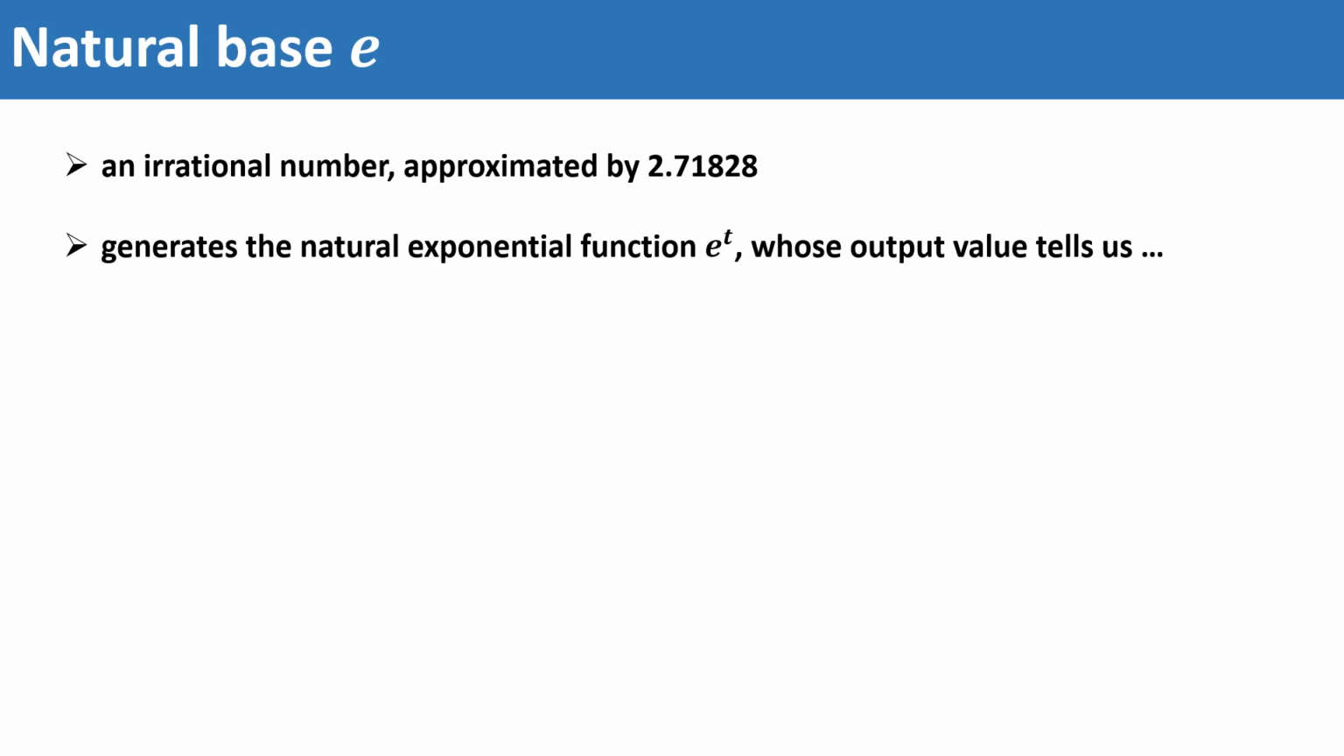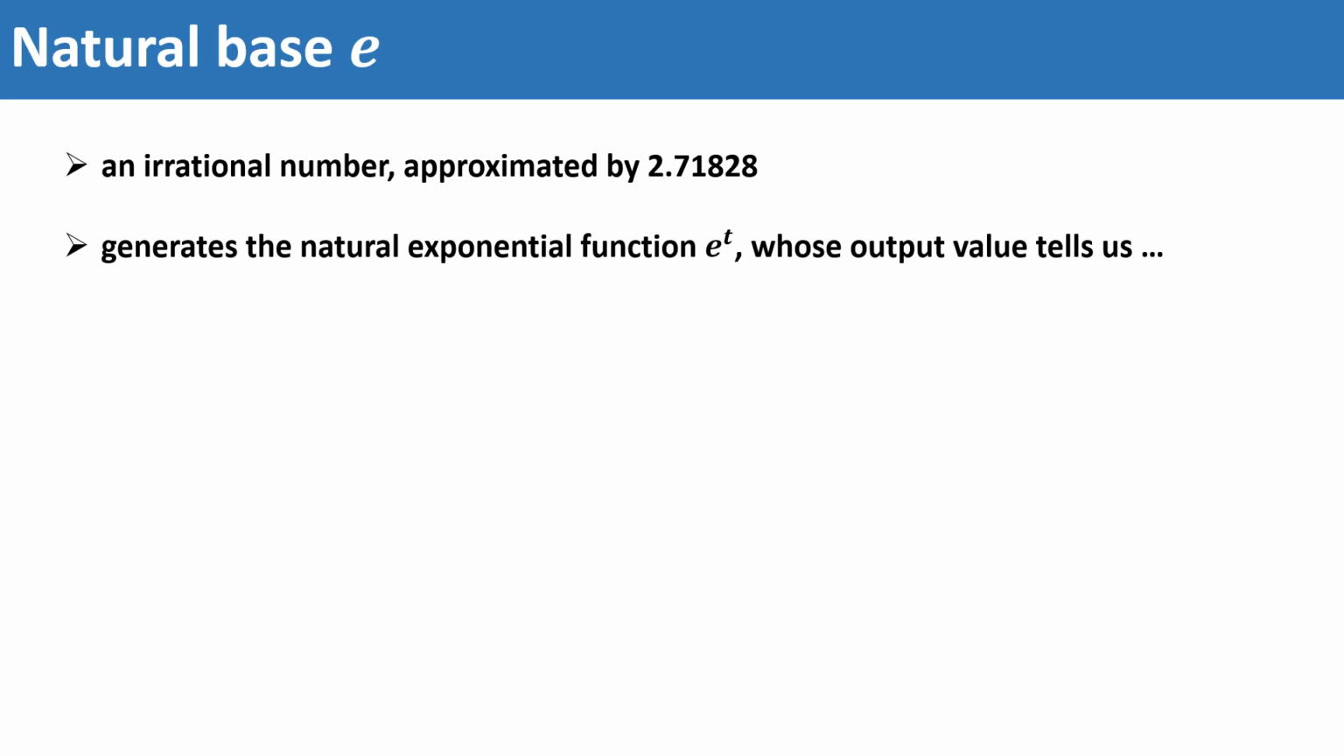The natural base e is a very special number that has several important properties. For now, a good way to think of e is that it's an irrational number that is approximated by 2.71828. This base generates the natural exponential function e to the t, which turns out to have many important properties and to play a prominent role in calculus.